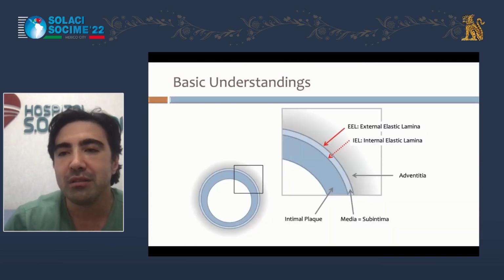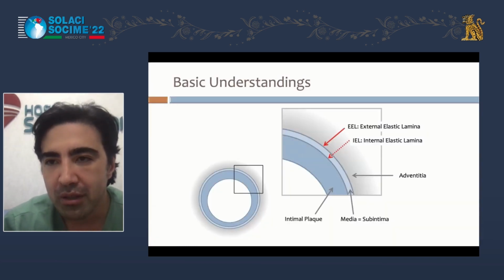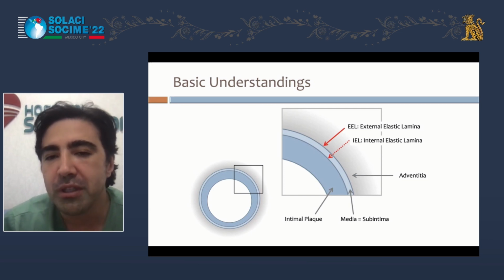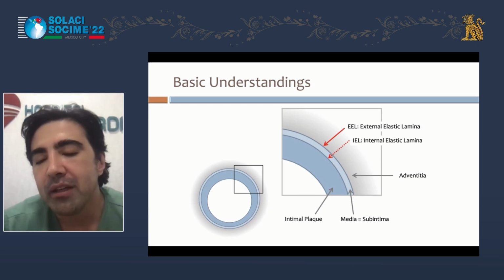Then I will start talking about the basics. As I said before, we have the histopathology, and here we have the understanding of the basics. This is a non-CTO vessel. You have the lumen in white, you have the plaque in dark blue, and you have the media.